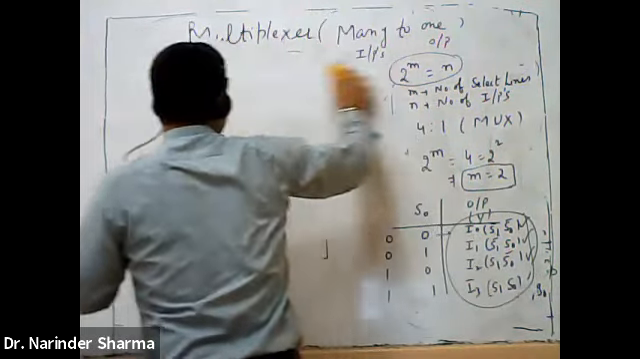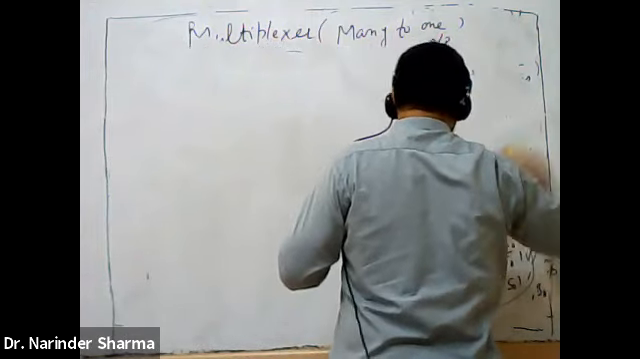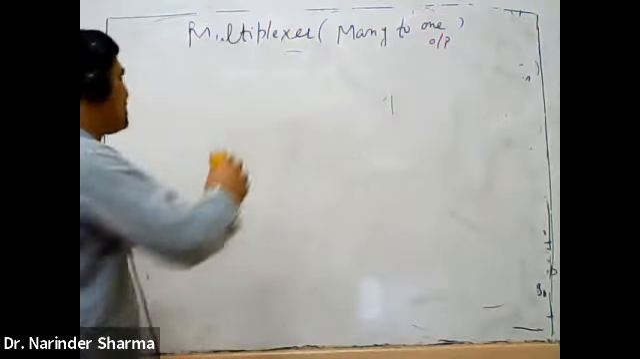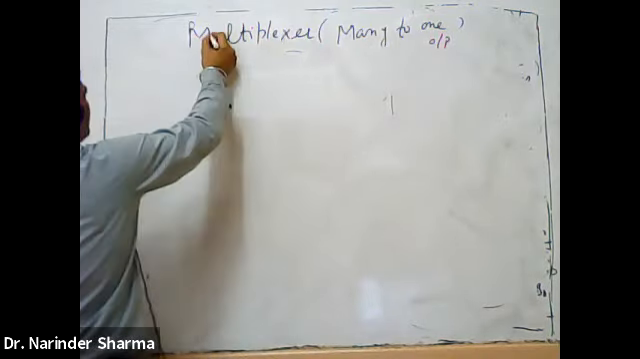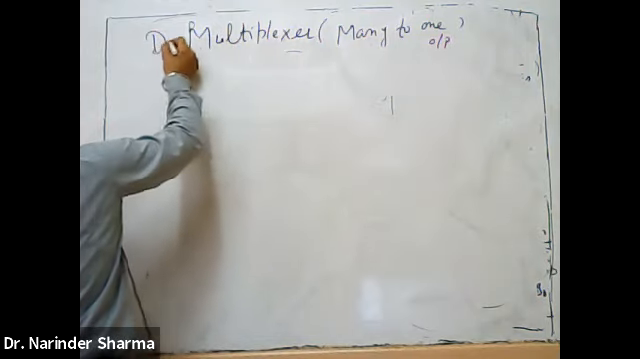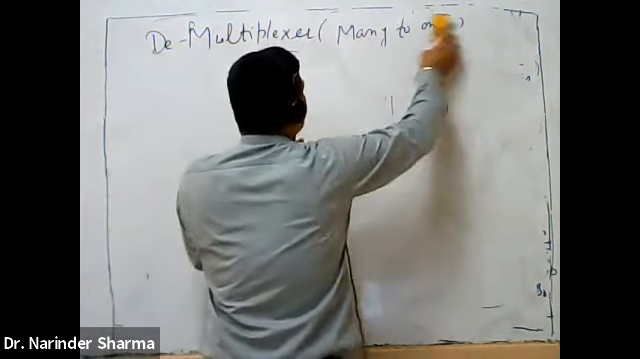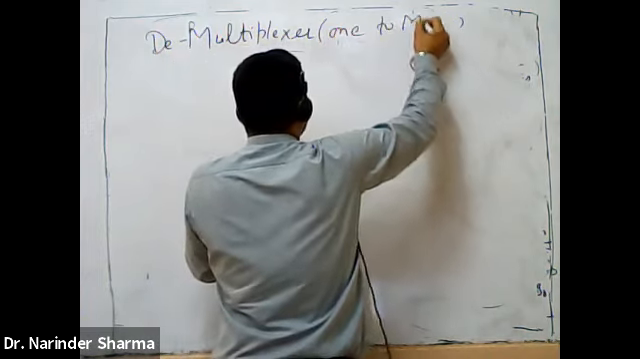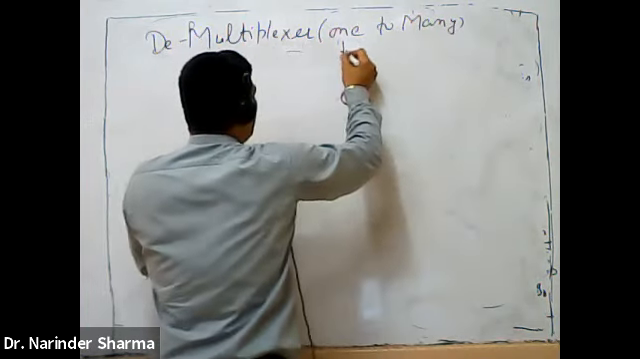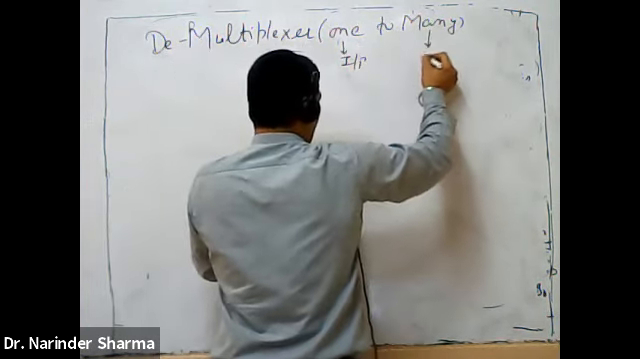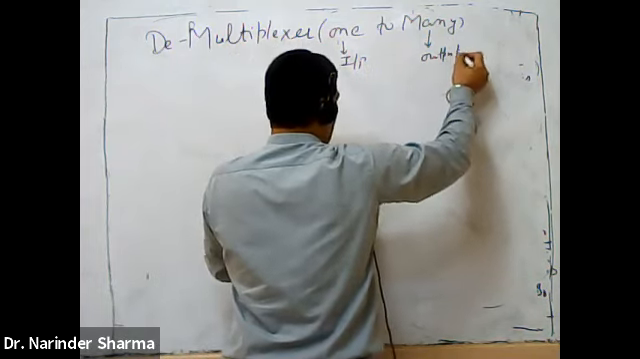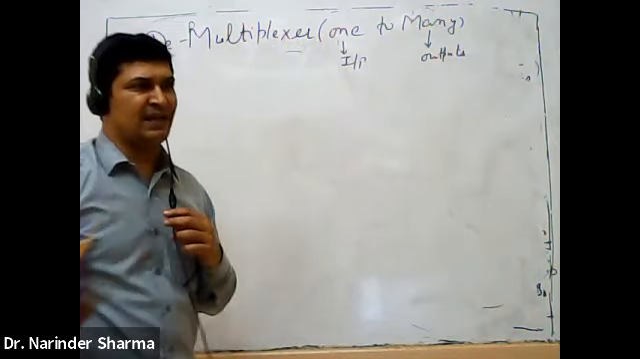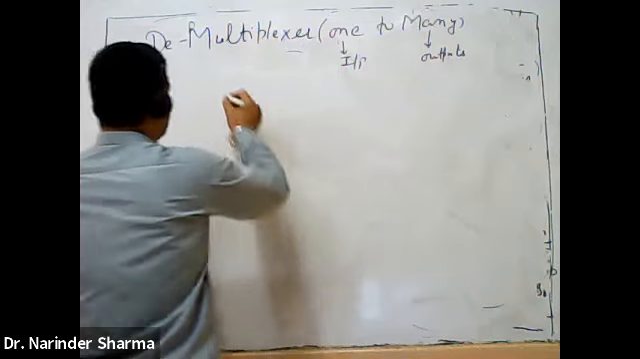Now, demultiplexer. A demultiplexer is just the converse of a multiplexer. That is one to many. One input, many outputs. Which should be the output again depends upon the select lines.